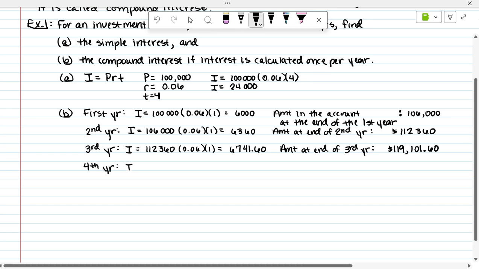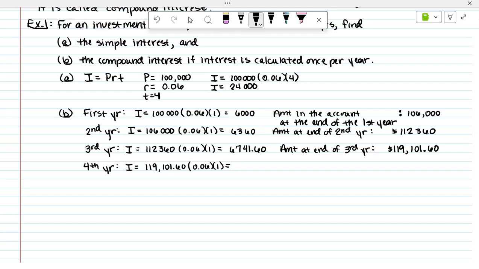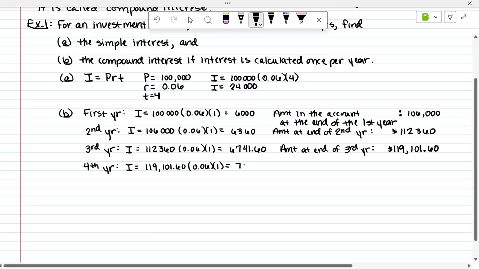Fourth year, we're gonna start with 119,101.60 times, of course, my 0.06 times 1. Okay, so times 0.06 times my 1, which doesn't do anything. How much interest do I earn that fourth year? And 10 cents.